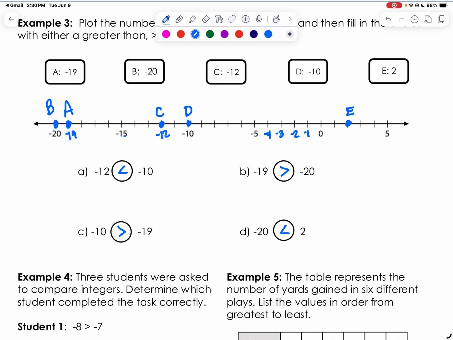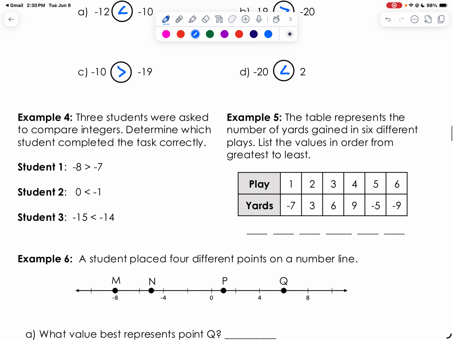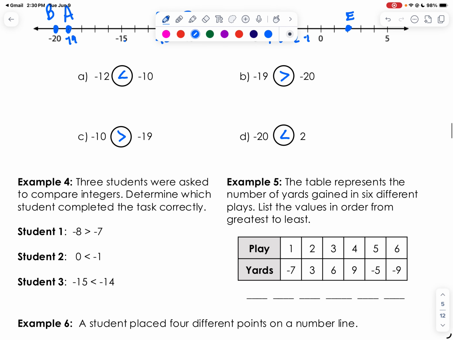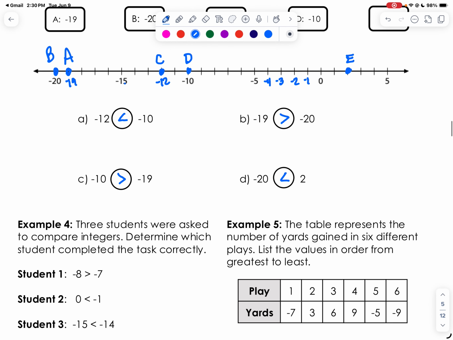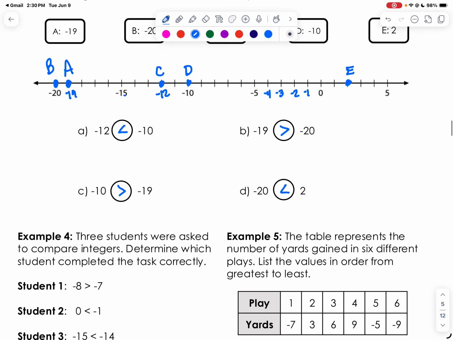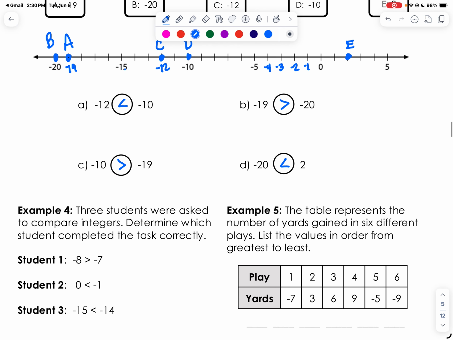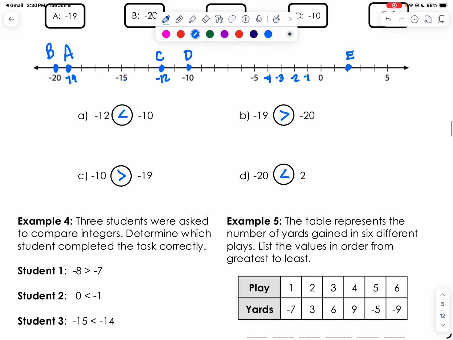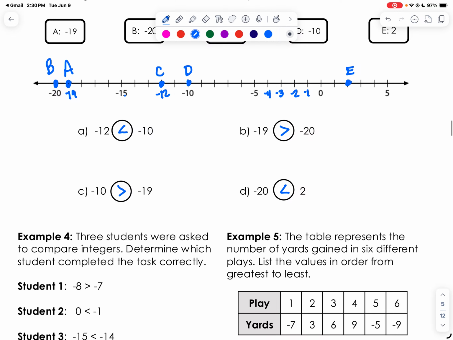All right, let's look at example 4. 3 students were asked to compare integers. Determine which student completed the task correctly. Now, we can use the number line above to complete this task, or to help us complete it a little bit easier. Student 1 says negative 8 is greater than negative 7.